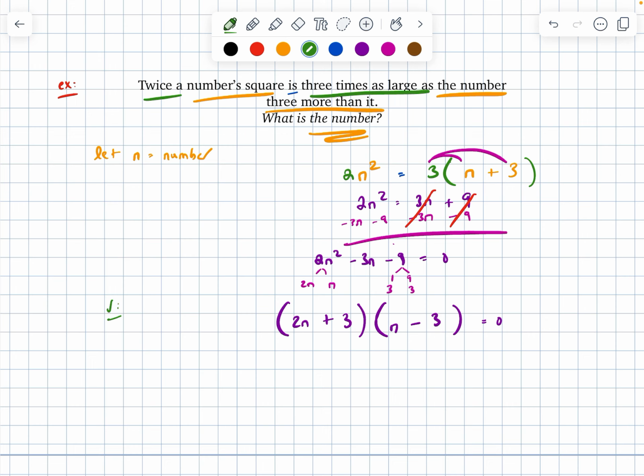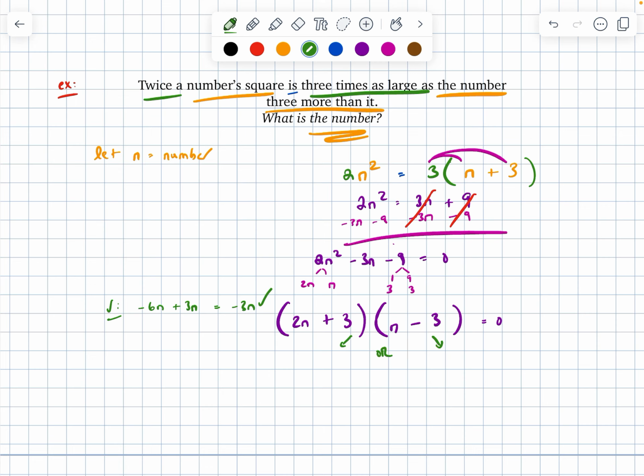So to check my work here to make sure my factored form is correct, I don't need to check the first and last. I'm just going to check the outer and the inner to confirm my middle term. 2n times negative 3 is negative 6n. 3 times n is 3n. Negative 6 plus 3 is negative 3n. Would you look at that? There's a beautiful factored form.